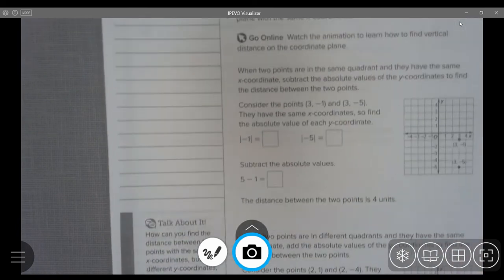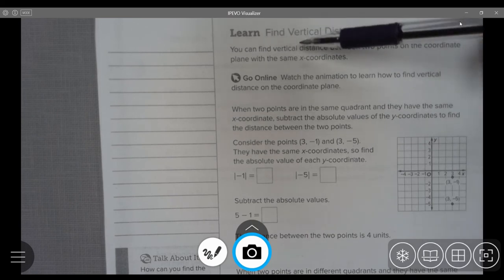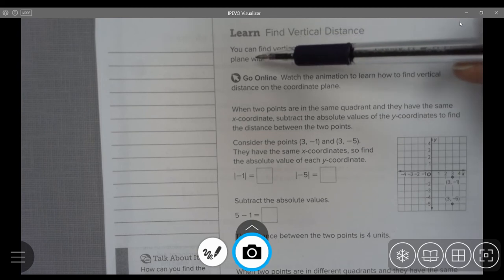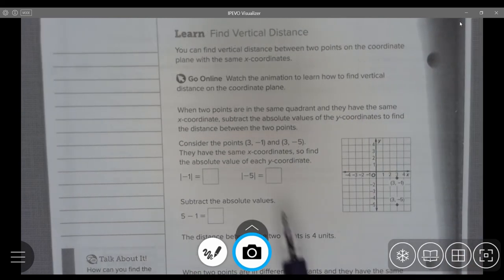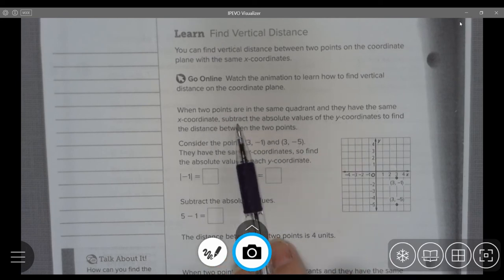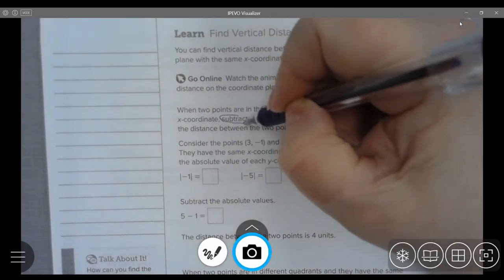I'm going on to page 248. Now we're going to look at, so those were horizontal distances. Now we're going to look at vertical distances. You can find the vertical distance between 2 points on the coordinate plane with the same x coordinates. So again, we're going to have the same x coordinates, but different y coordinates. So we're using the same process as we did before. So when the 2 coordinates are in the same quadrant, they have the same x coordinates, subtract. So again, we're looking at same and subtract.